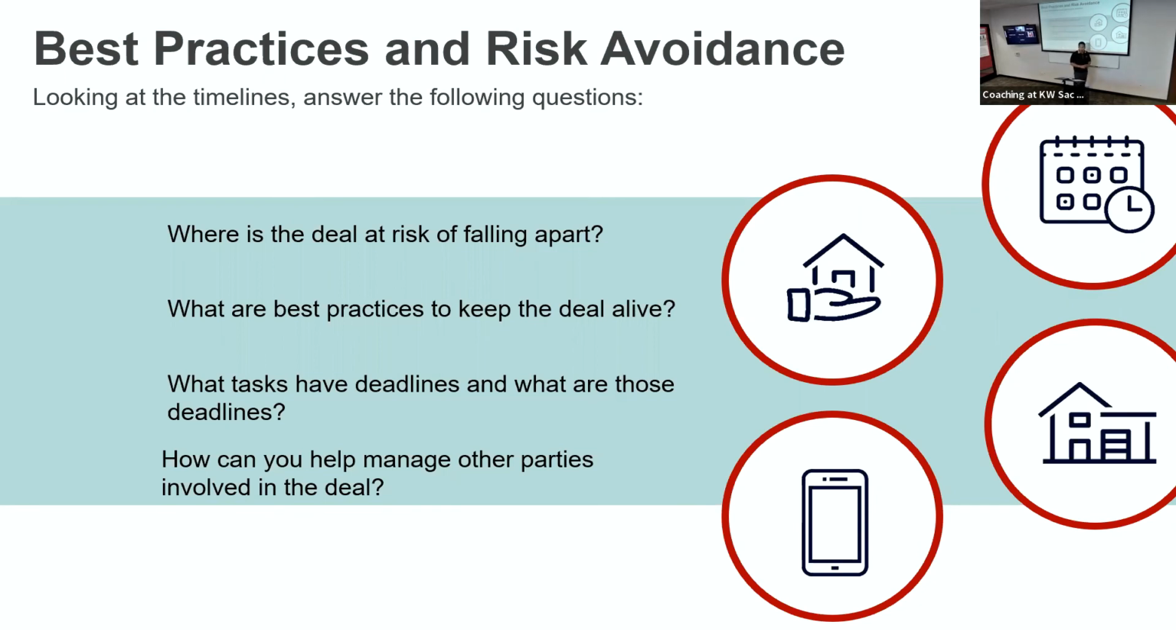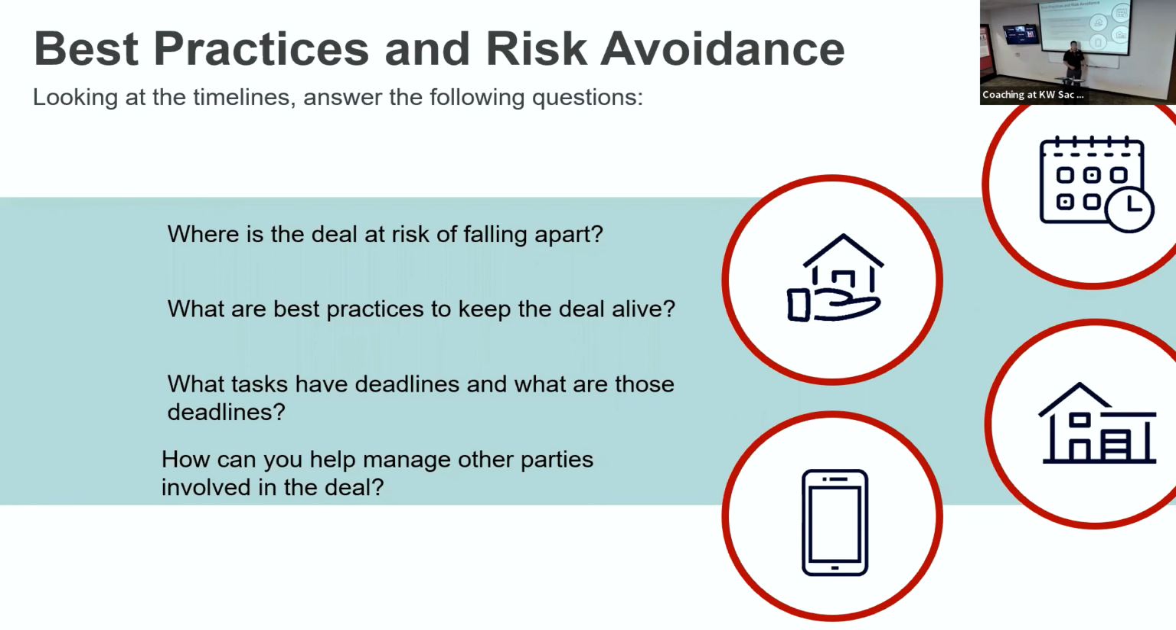What's the best practice to keep the deal alive? Staying in communication. Communication is the number one thing. Most of the time when I have broker issues and agents are yelling at each other and I have to intervene, it's because one or both parties ghosted the other one, and now they're pissed. Think about it. You ghosted them. They don't know where you are.